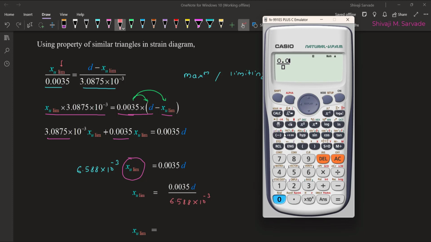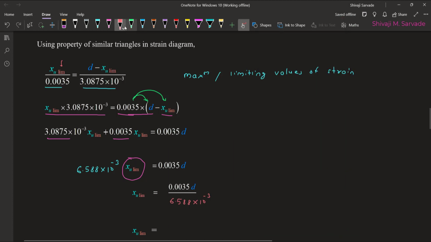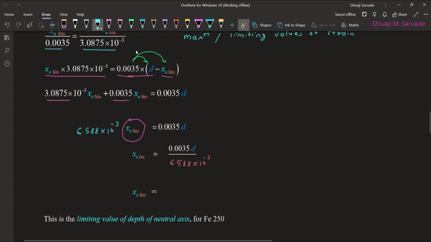So we have 0.0035 divided by this term, which is 6.588 into 10 raised to minus 3. So if you do this, we are getting 0.531. This is the most important value that you need to remember: for Fe250 grade of steel, the limiting value of neutral axis is 0.531 times the effective depth.